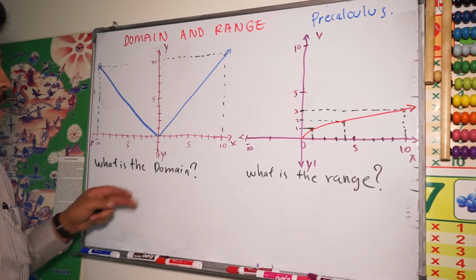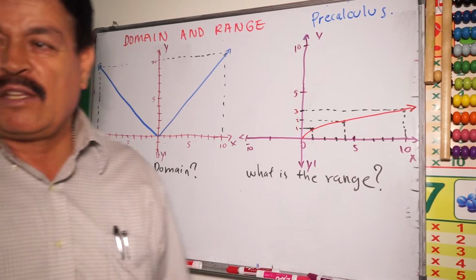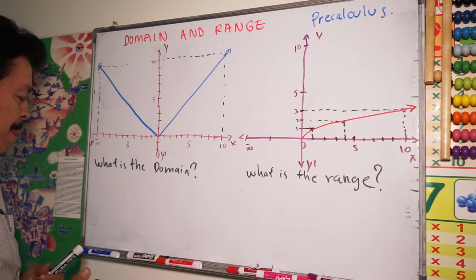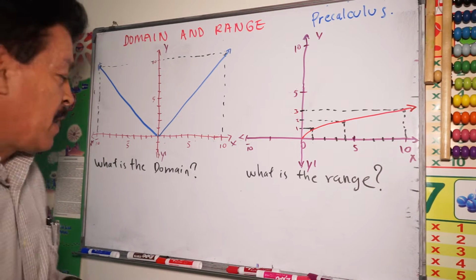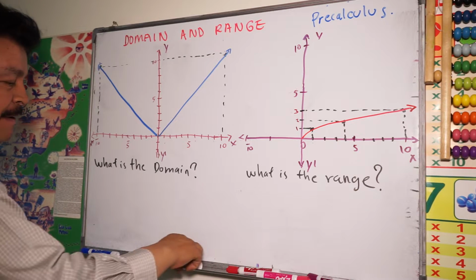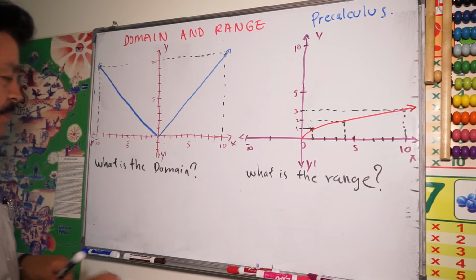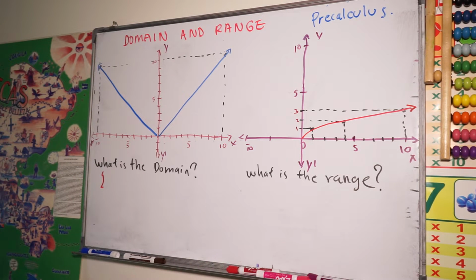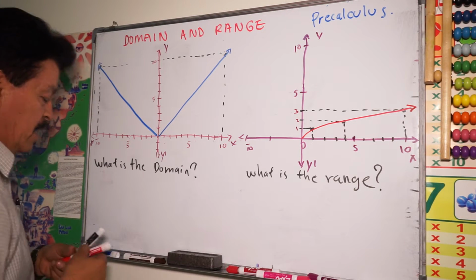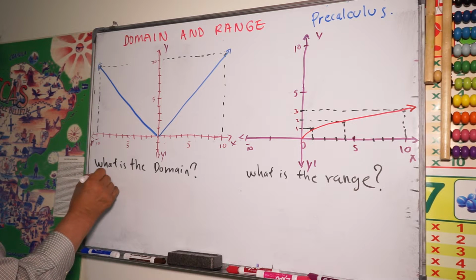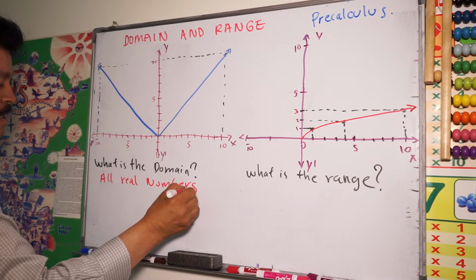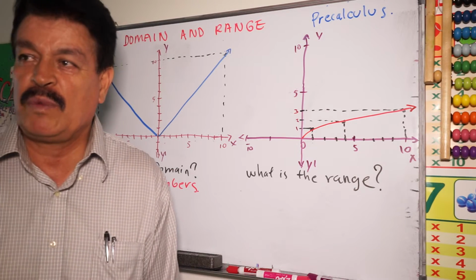For example, in the first one, what is the domain? You have the graph. We are able to write some possible answers. Let's write some answers. The first possible answer: all real numbers. This could be one answer.